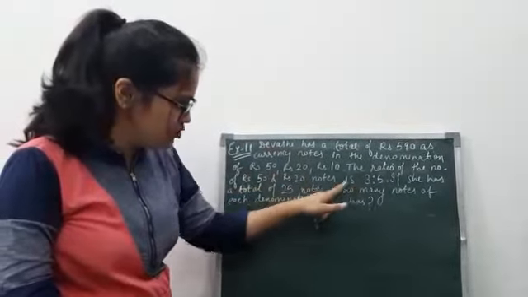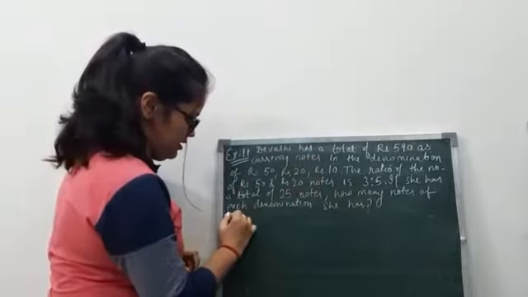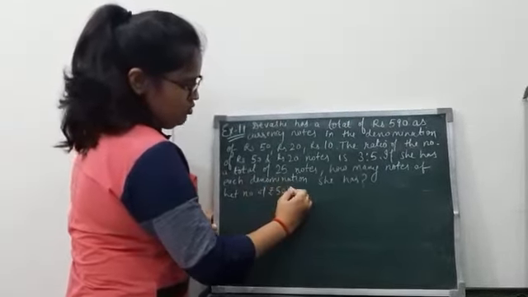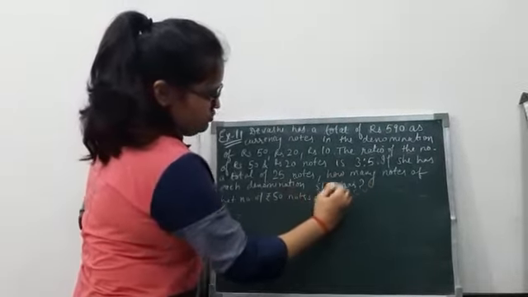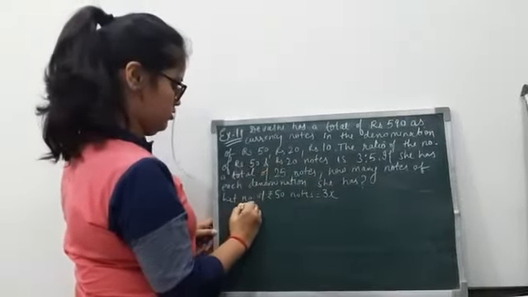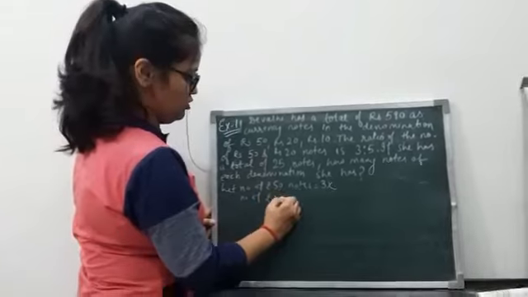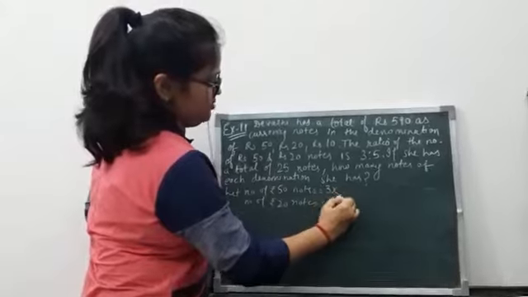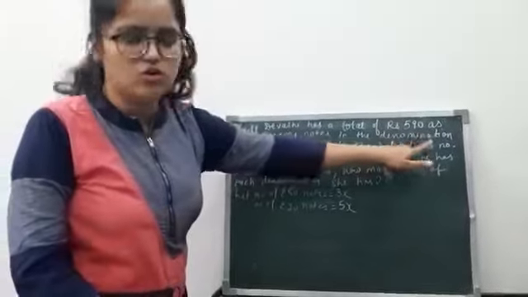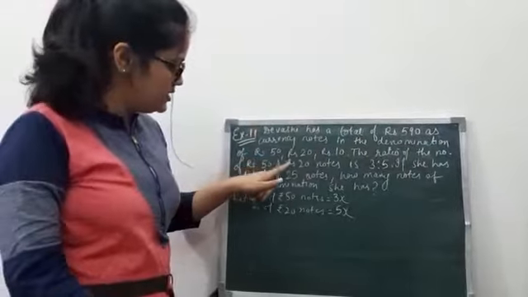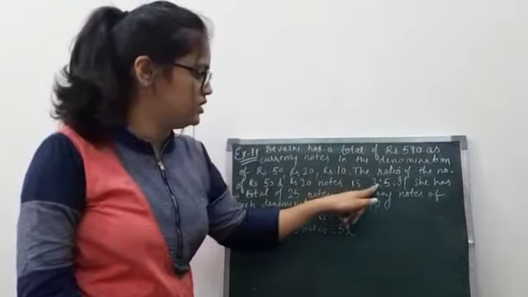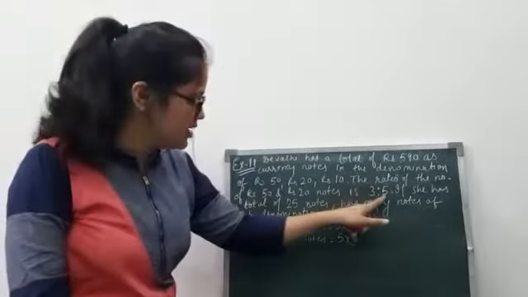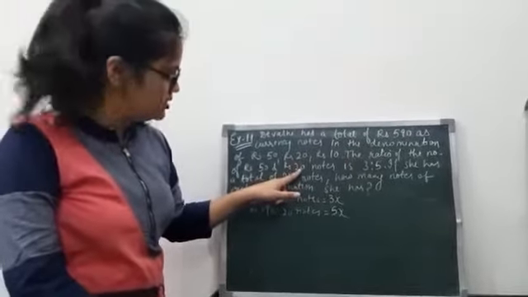By using this part of the statement, we can write that let the number of 50 rupee notes equal 3x and the number of 20 rupee notes equal 5x, because it is given that the ratio of the number of 50 rupee and 20 rupee notes is 3:5. So 3x will be the number of 50 rupee notes and 5x will be the number of 20 rupee notes.